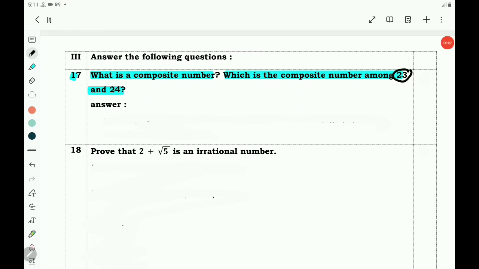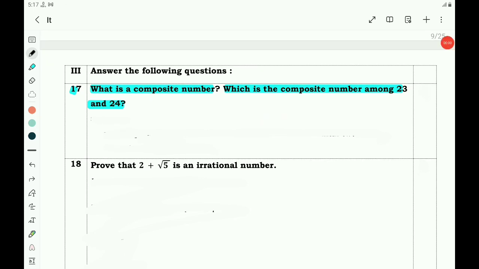Here two numbers are given, 23 and 24. 23 is a prime number and 24 is a composite number. It is having more than 2 factors. So let us write: among 23 and 24, 24 is a composite number, 23 is a prime number. So first you write the answer.